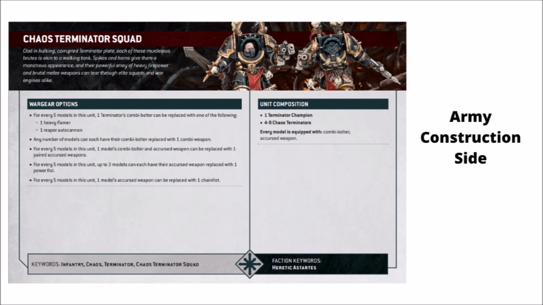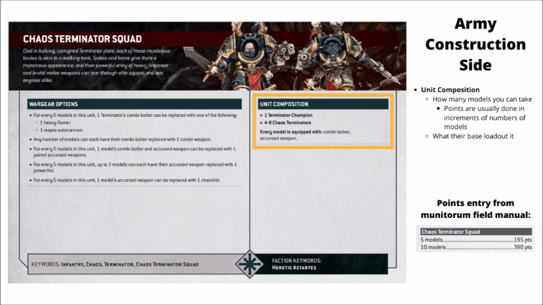Taking a look at a datasheet though, and for our example today I thought we'd look at the Chaos Terminator squad. Big hulking armoured elites of the Chaos Space Marines with a whole load of armour and spikes and armed with combi weapons and power weapons. This is the army construction side of their data card. We'll talk through this before going on to their stat lines, and they also get the unit title and a little bit of flavour text about them, explaining the unit and its role within the 40k universe.